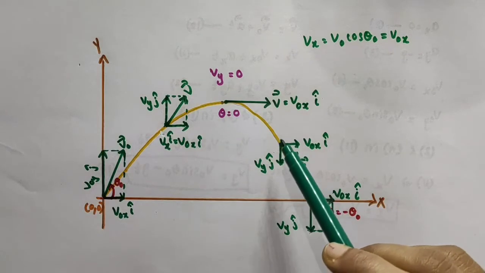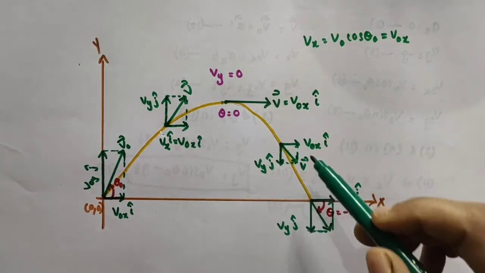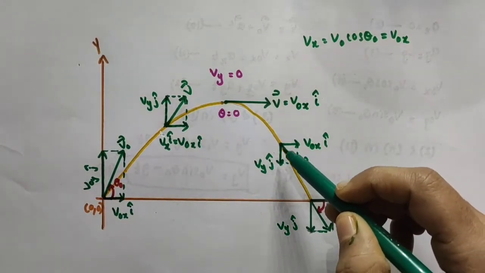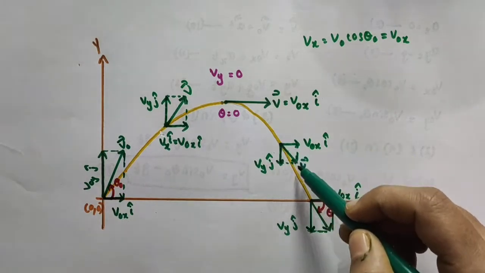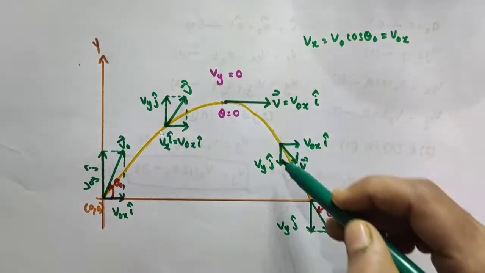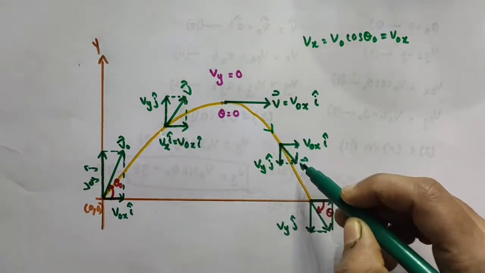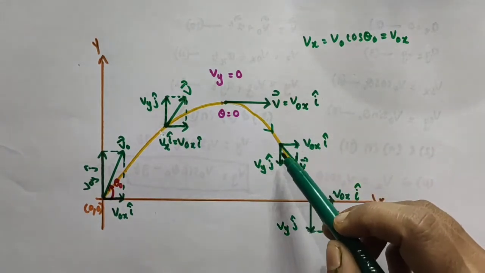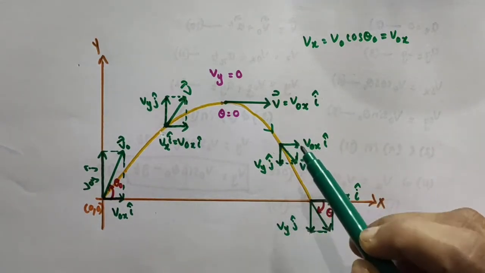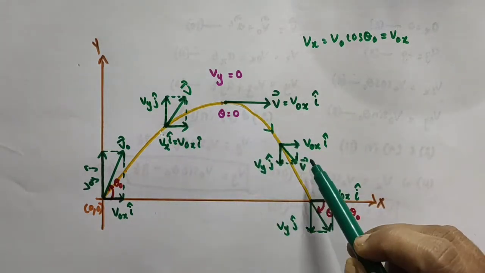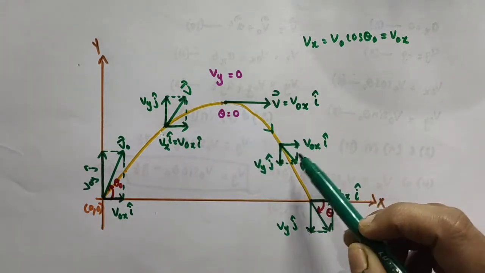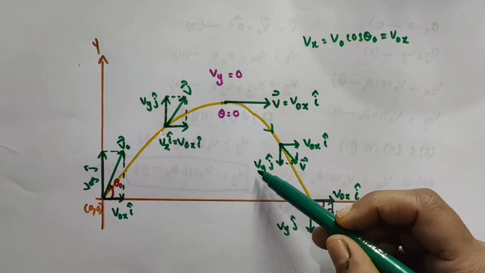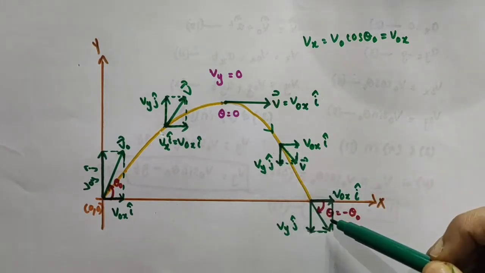Now when the projectile reaches here, its velocity vector will be along this direction. That is, we just want to draw a tangent at this particular point, and it is moving in this direction. So its velocity vector will be along this direction. That will also have one x component, which is actually a constant throughout the motion of the projectile. So that will be equal to V0x into i cap. Then there will be a y component, Vy into j cap.